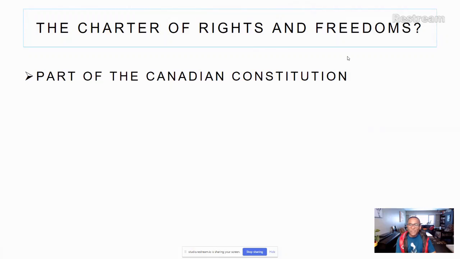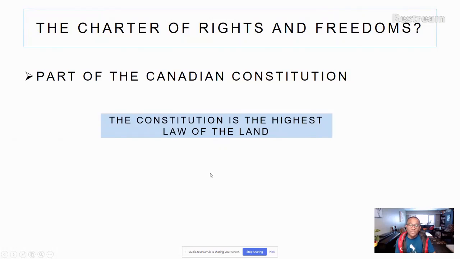So the Charter of Rights and Freedoms, which I'm sure many of you have heard about, is part of the Canadian Constitution. If you haven't heard about the Constitution or the Charter, we're going to have to cover that in some other Twitter live. But just know that there's something called the Constitution of Canada, and the Charter of Rights and Freedoms, the thing we're talking about today, is part of it.